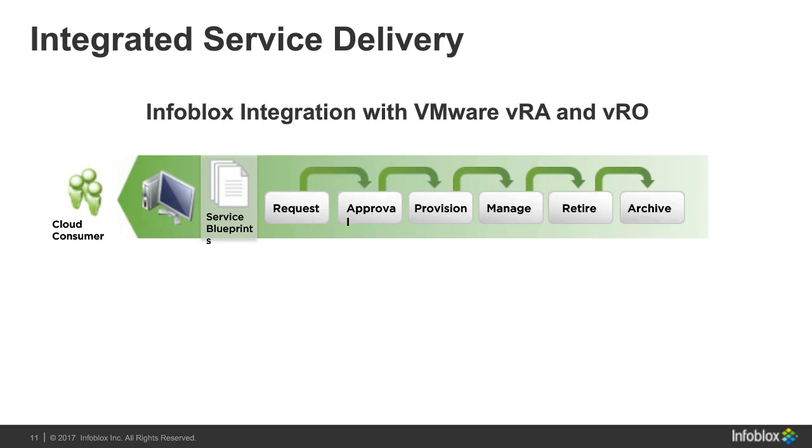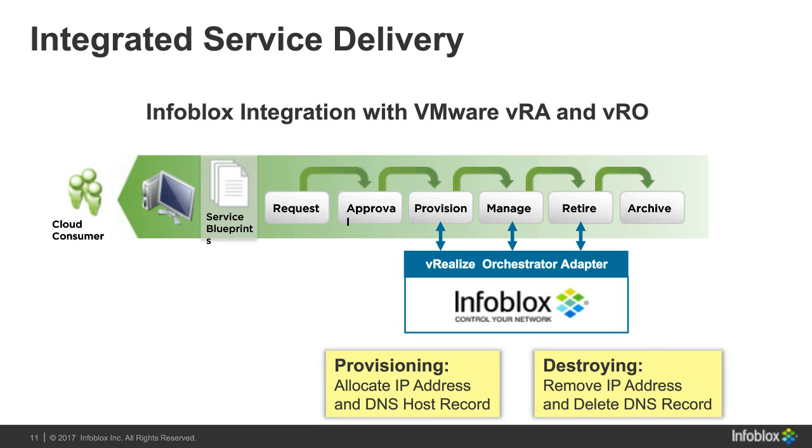We're really trying to work with some of these key partners to solve this issue by leveraging Infoblox integration with, for example, VMware vRA or vRO, or your vCloud Director if you're a little bit further back along the way. I have my service blueprint where I'm doing request, approval, provision, manage, retire, archive. We're building those hooks in, leveraging automation and the APIs as a way to automate the IP address and DNS host record when I start spinning up or provisioning, as well as when things are destroyed, we'll go back and clean those up after the fact as well.